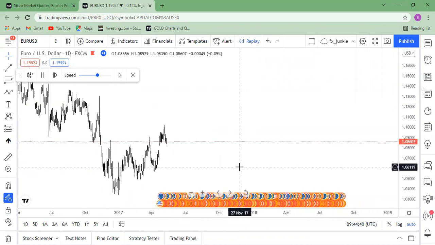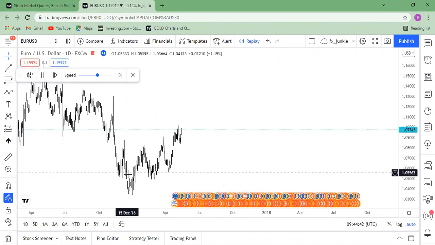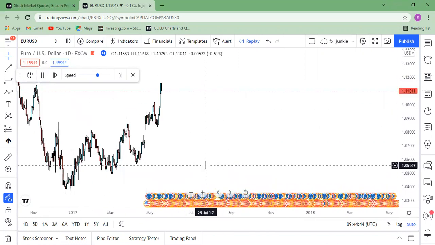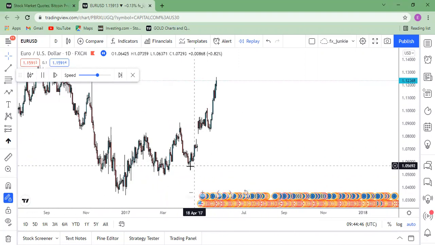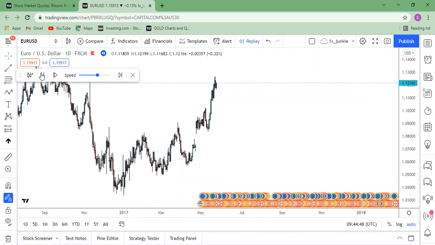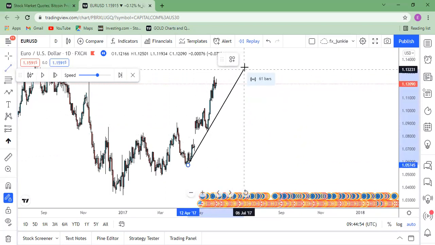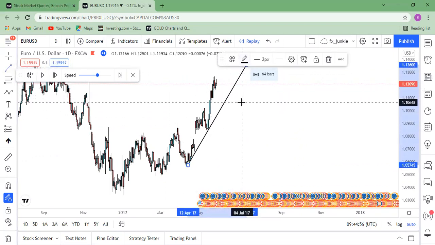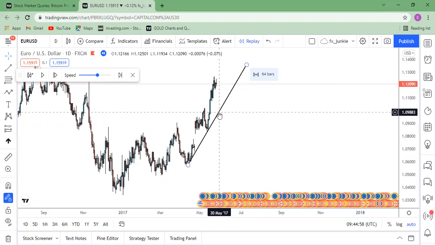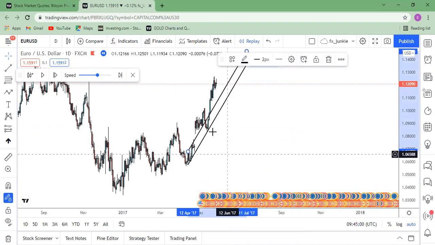So let's see what is happening here. Okay, we got it. We actually got a trend right here. I got 2 touches on the bottom. I'm gonna clone this line and then I'm gonna put it on top.